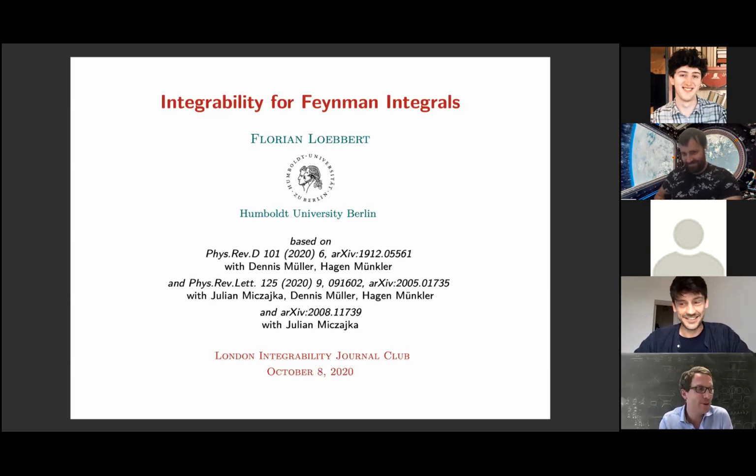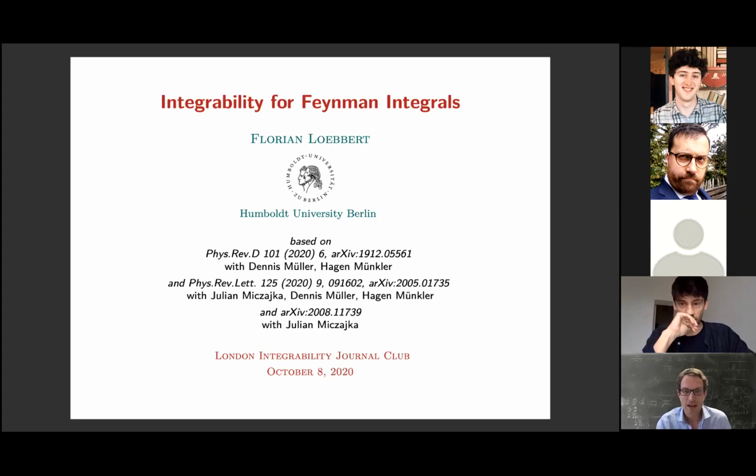So this is about a sequence of papers together with these people here: Dennis Müller from Copenhagen, Hagen Münkler from ETH Zurich, and our excellent student Julian Mikchaika, who's here in Berlin. Most of this talk will be based on these three papers, but some results also relate to earlier work with Volodya Kazakov, Dima Chicherin, and Deliang Chong.